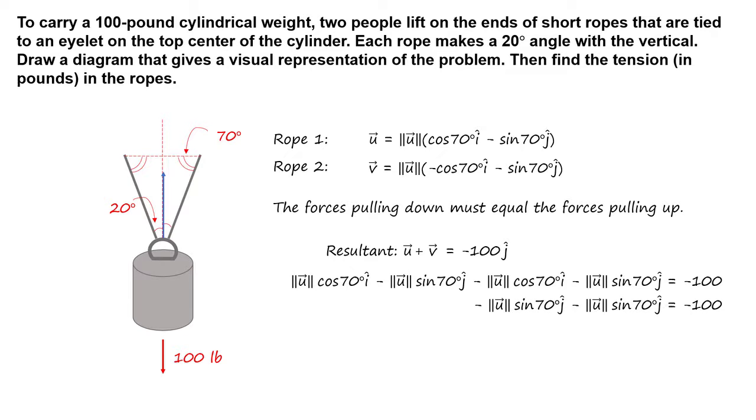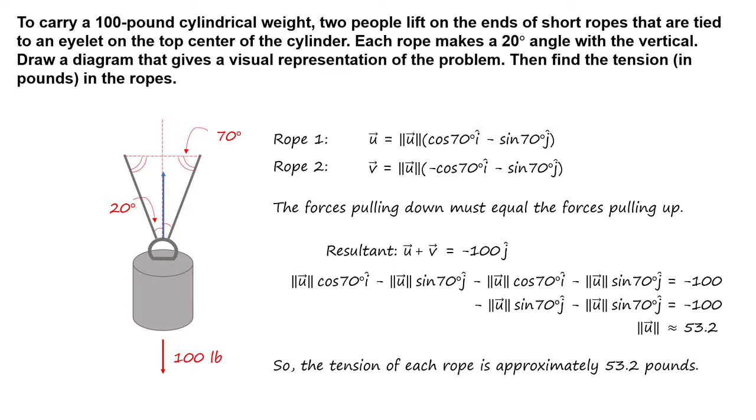You are left with the negative magnitude of vector u times sine of 70 degrees j hat minus the magnitude of vector u times sine of 70 degrees j hat equals negative 100. Simplify and you find the magnitude of vector u is approximately equal to 53.2. Therefore, the tension of each rope is approximately 53.2 pounds.